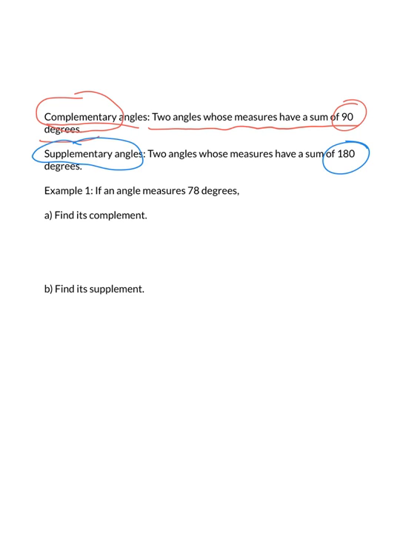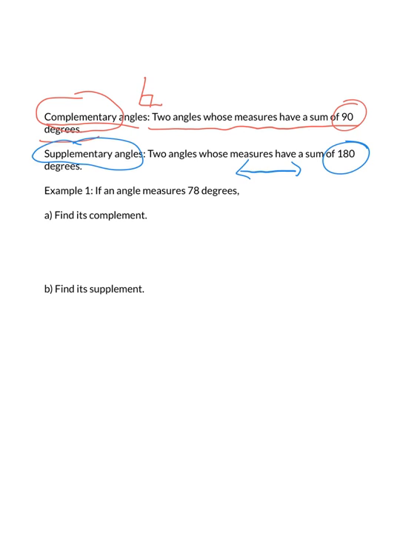So complementary angles, when I put those two angles together, would form a 90-degree angle, the corner of a piece of paper. Supplementary angles, when I put those two angles together, would form 180 degrees, which is a straight line.